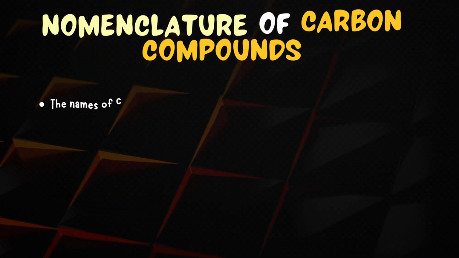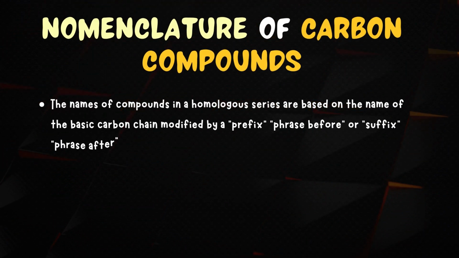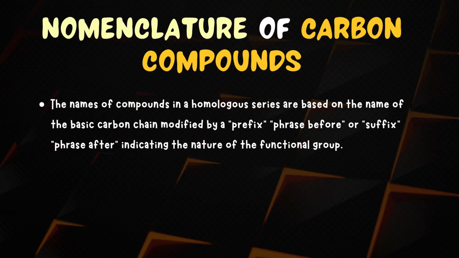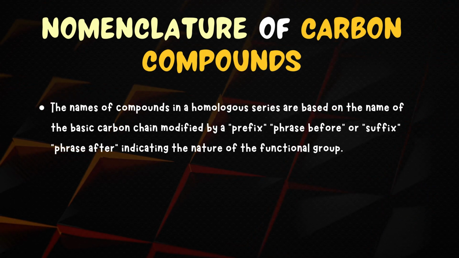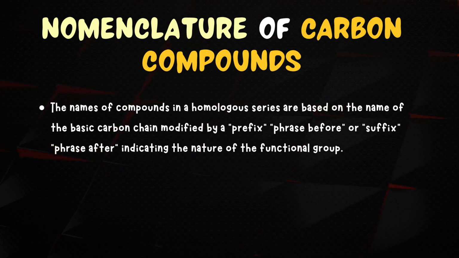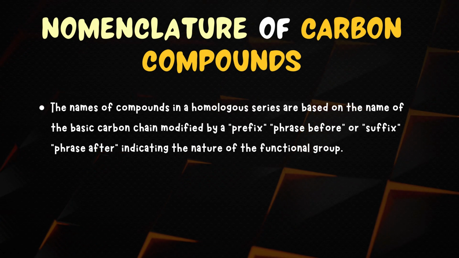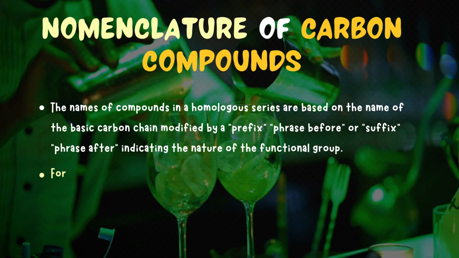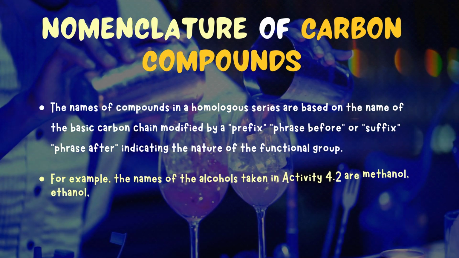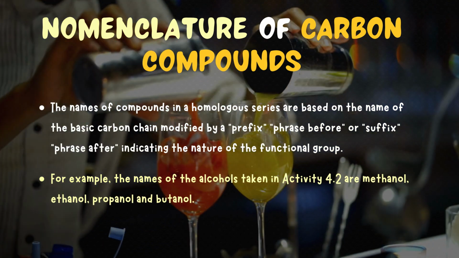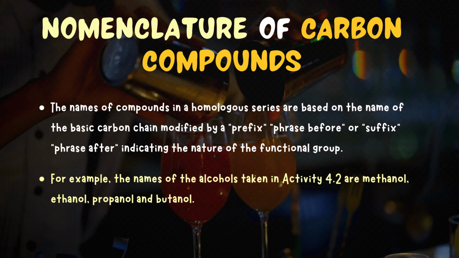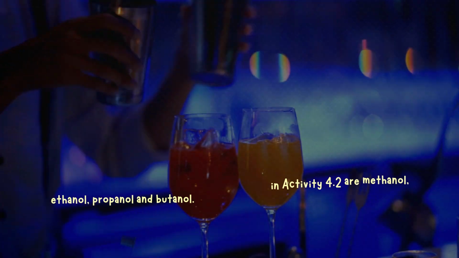Nomenclature of carbon compounds. The names of compounds in a homologous series are based on the name of the basic carbon chain modified by a prefix, phrase before, or suffix, phrase after, indicating the nature of the functional group. For example, the names of the alcohols taken in activity 4.2 are methanol, ethanol, propanol, and butanol.